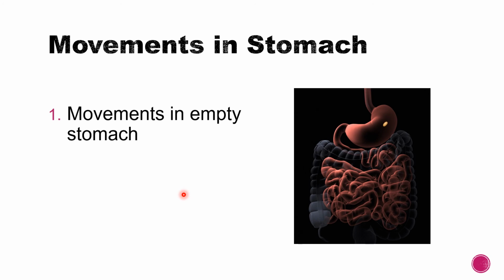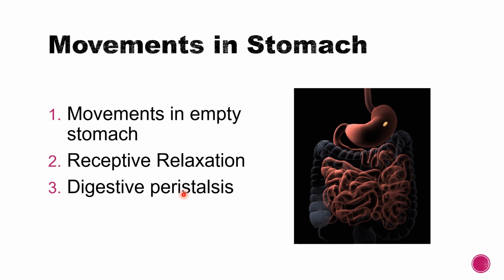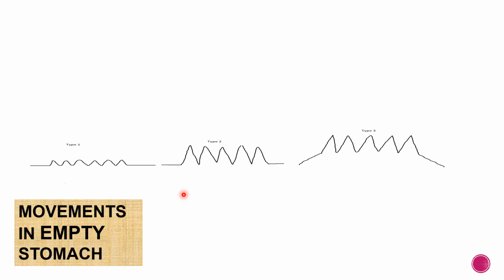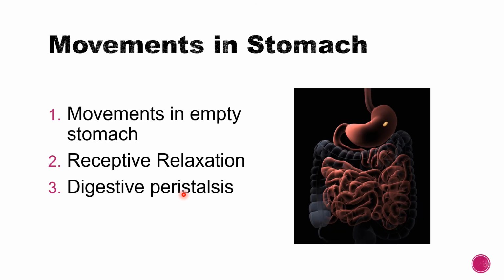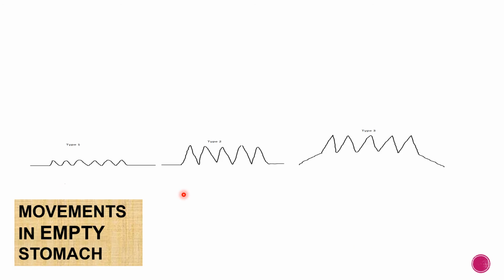Now what are the different movements in the stomach? They are movements in empty stomach, receptive relaxation, and digestive peristalsis. So let's start with movements in empty stomach. What did we learn? Movements in the empty GI tract are basically the migratory motor complex. This migratory motor complex is the basis of the movements in the empty stomach.